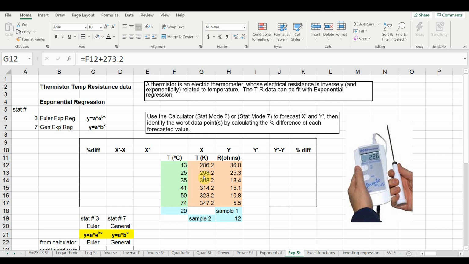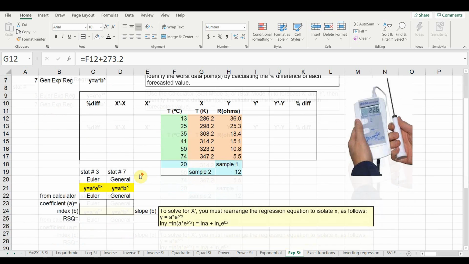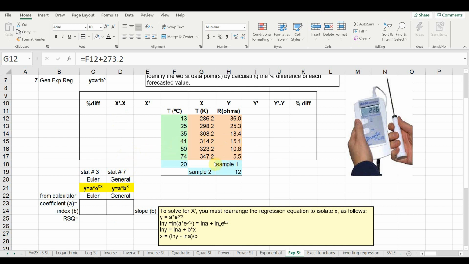Now in the calculator, there are actually two modes that handle exponential data. Mode 3 is the Euler exponential regression mode, y equals a times e to the bx. And in the newer calculator, they also have a stat mode 7, which has a general exponential regression mode, y equals a times b to the x. Either one of these will take the data and give the same results. You can pick whichever one you like. Perhaps you can fill in the sheet, forecast the unknowns, and get the regression coefficients, and we'll talk about this.